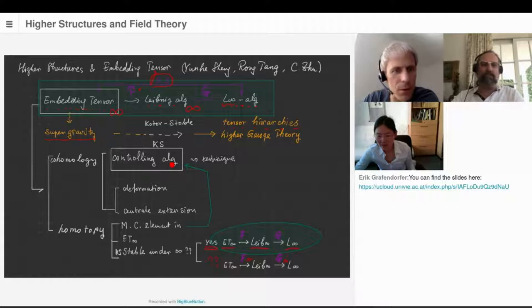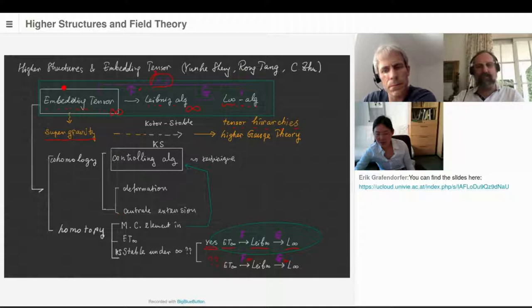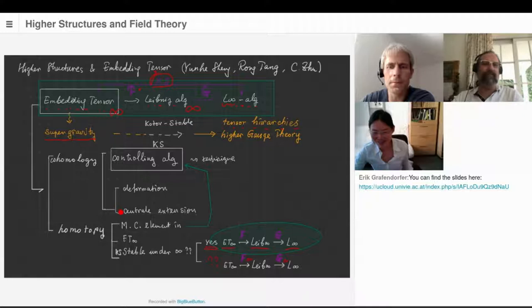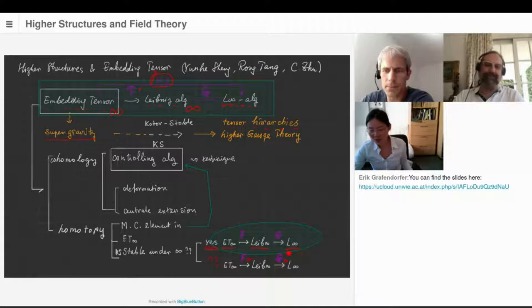Okay, good. So for this controlling algebra, that's the key to set up a homotopy theory for embedding tensor. Actually, once you have this controlling algebra, you can describe deformation and central extension for this embedding tensor. We just provide you a rich tool, and I hope maybe physicists realize something in their construction is actually a deformation or central extension. And then also the Maurer-Cartan elements inside the controlling algebra give you the notion of embedding tensor up to homotopy. And so we can answer these questions.